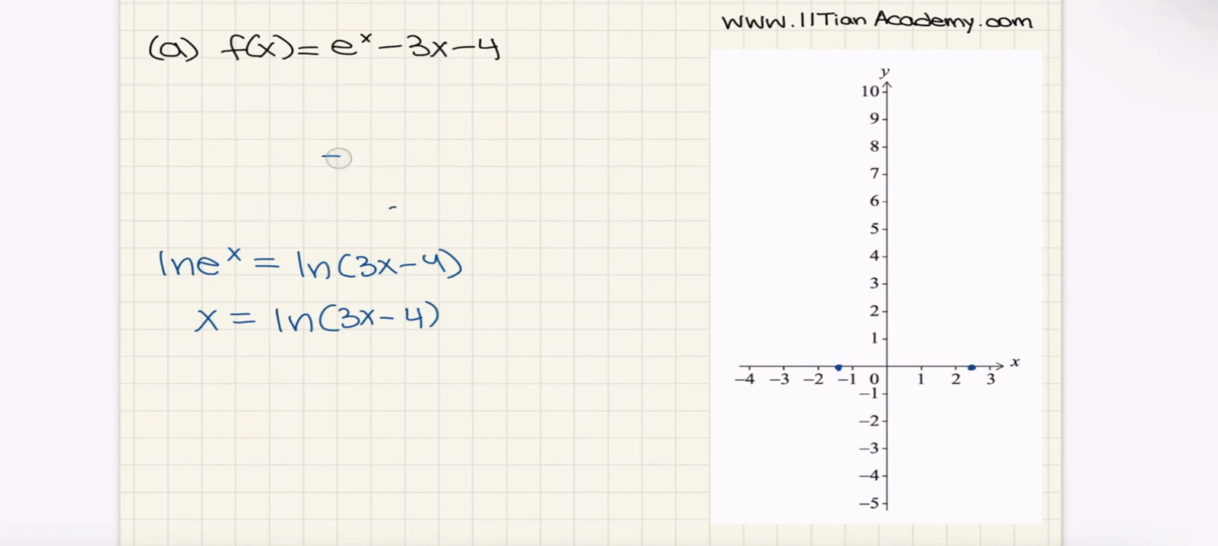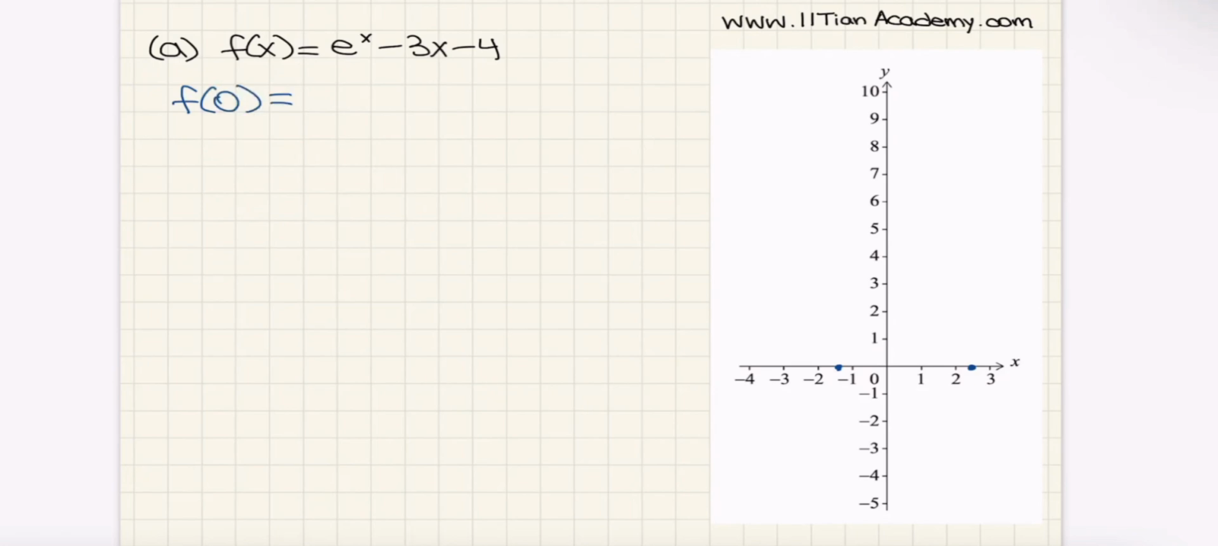All right, for the next part, let's talk about where the turning point might be and also where the y-intercept would be. So for the y-intercept, we just need to plug in f of 0 and find out what that is. That would be e to the power 0 minus 3 times 0 minus 4. That is going to be 1 minus 0 minus 4, which is -3. So therefore, -3 is where I'll put that value right there.